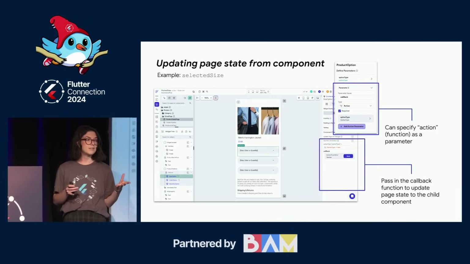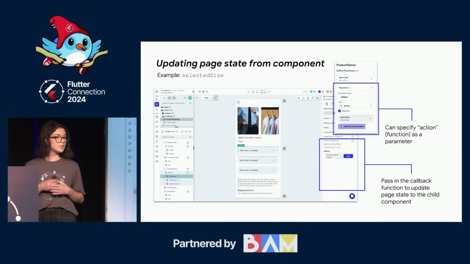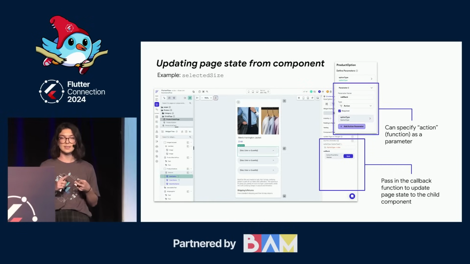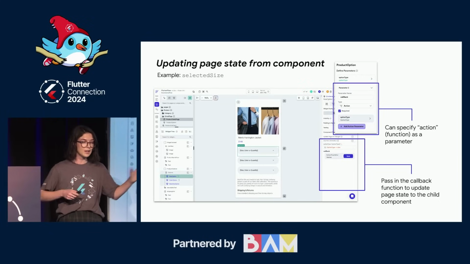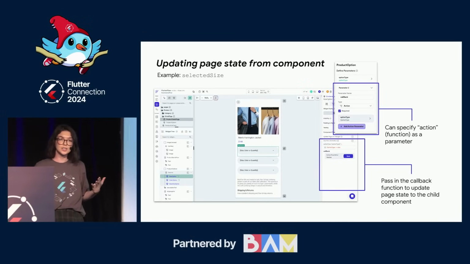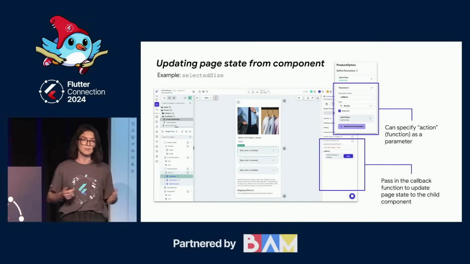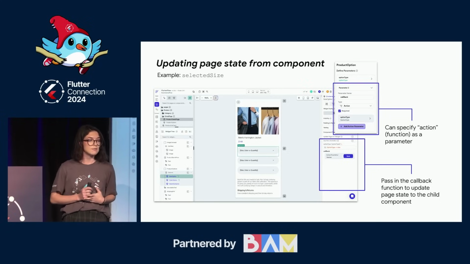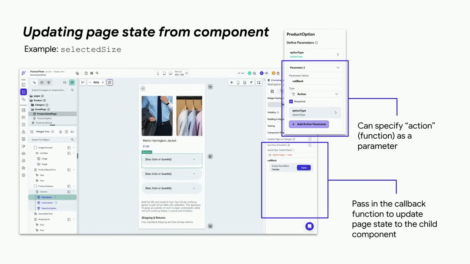Now let's talk about a specific use case where I want to update the page state from a component. So in my case, I'm storing the selected size, selected quantity, selected color of the item as state variables like I showed before. And when a user is interacting with one of these components, I need to use their interaction to update that state variable. For example, change the size of the selected item. So the way I'm going to do this in FlutterFlow is I can specify an action as a parameter for my component. And an action in FlutterFlow is basically a function.